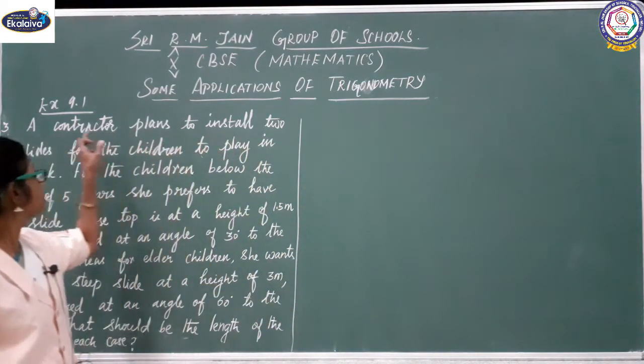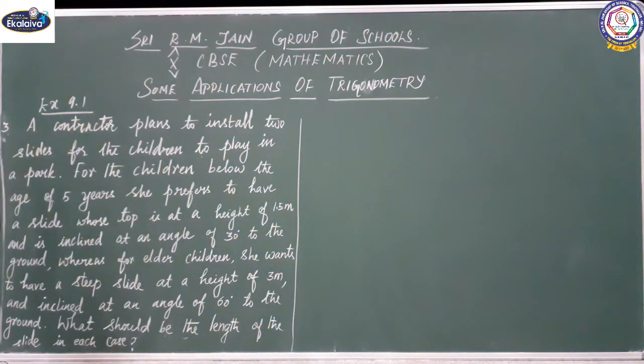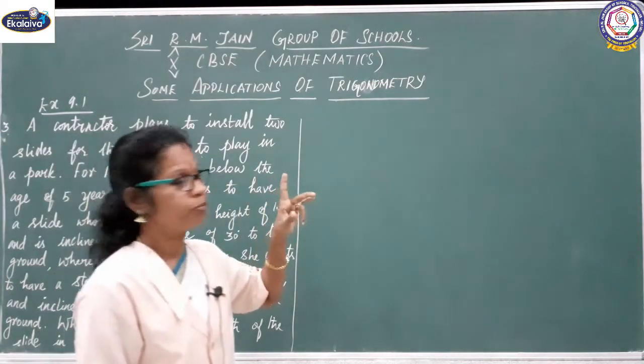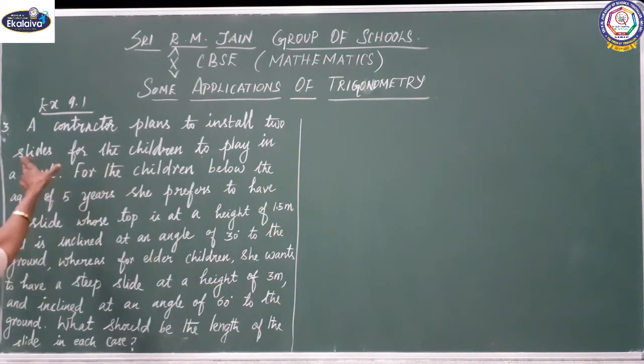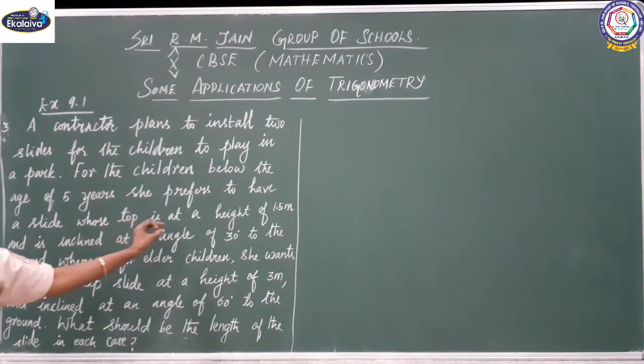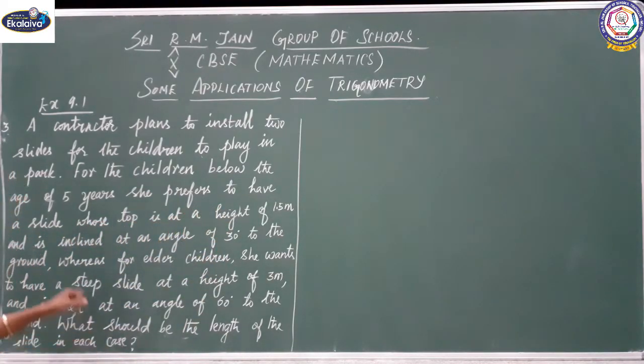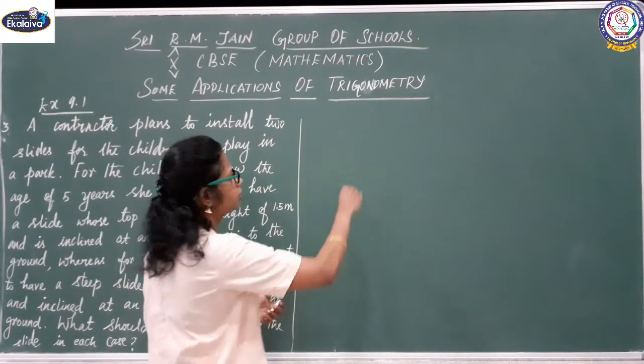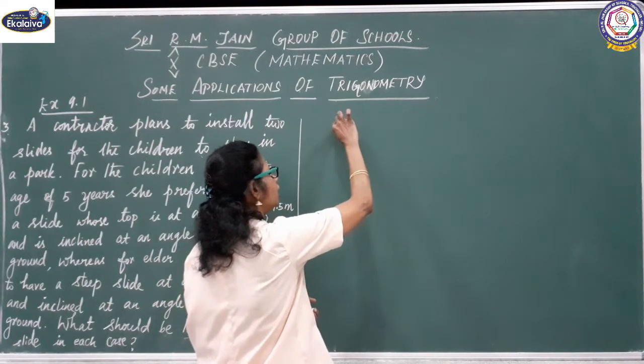Today I am going to discuss exercise 9.1, question number 3. A contractor plans to install 2 slides for the children to play in a park. He decided to fix the slide in the park. For the children below the age of 5 years, she prefers to have a slide whose top is at a height of 1.5 meter and it is inclined at an angle of 30 degree. Right? Slide means it should be in the slanting format.